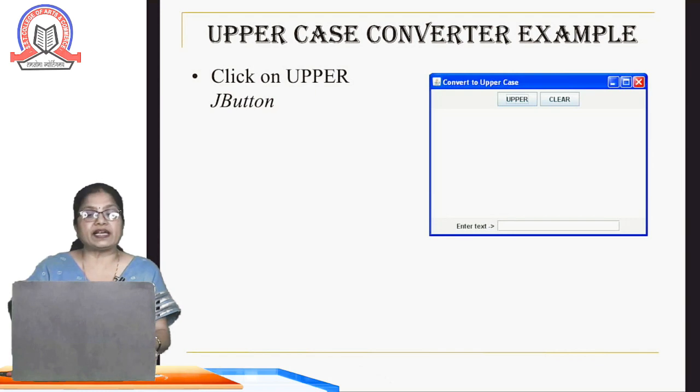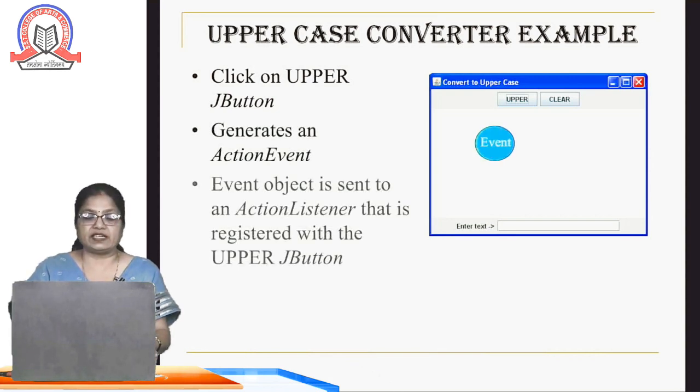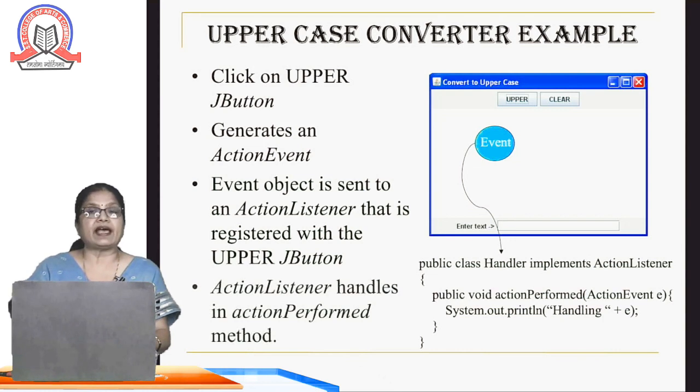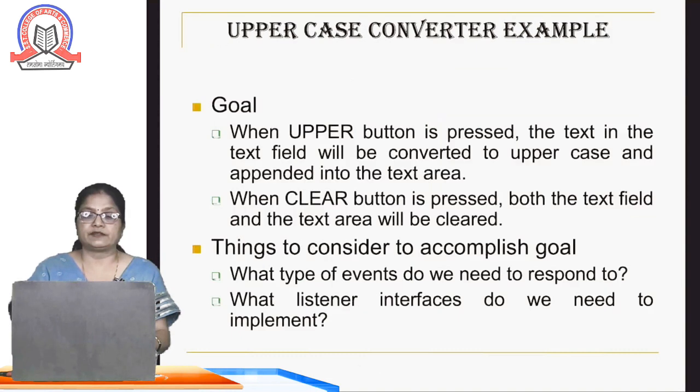Now we'll see the uppercase converter example. You can see first we have to click on the upper JButton. It generates an action event. The event object is sent to an action listener that is registered with the upper button, and then the action listener handles it in the actionPerformed method. The goal of this example: when the upper button is pressed, the text in the text field will be converted to uppercase and appended into the text area. When the clear button is pressed, both the text field and the text area will be cleared.